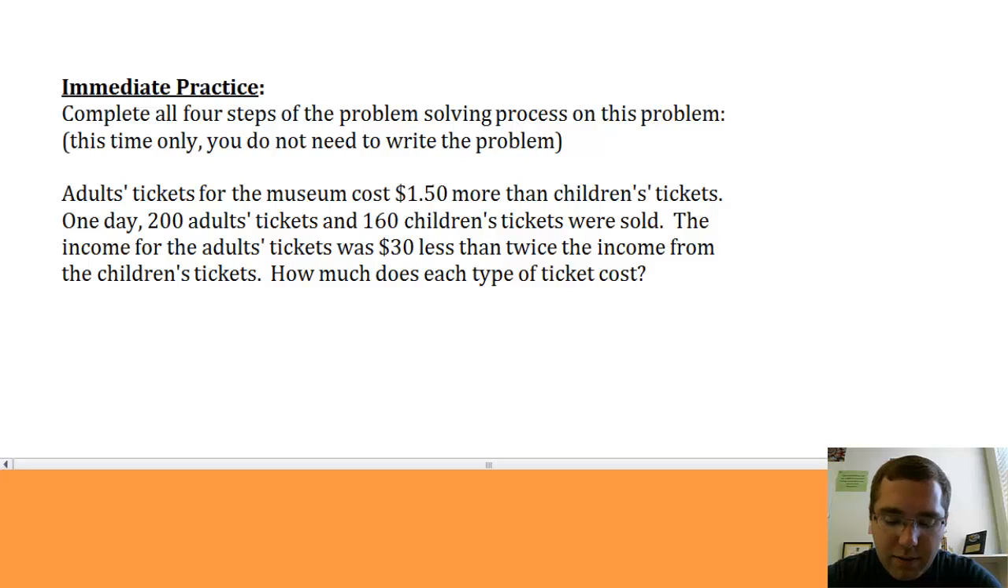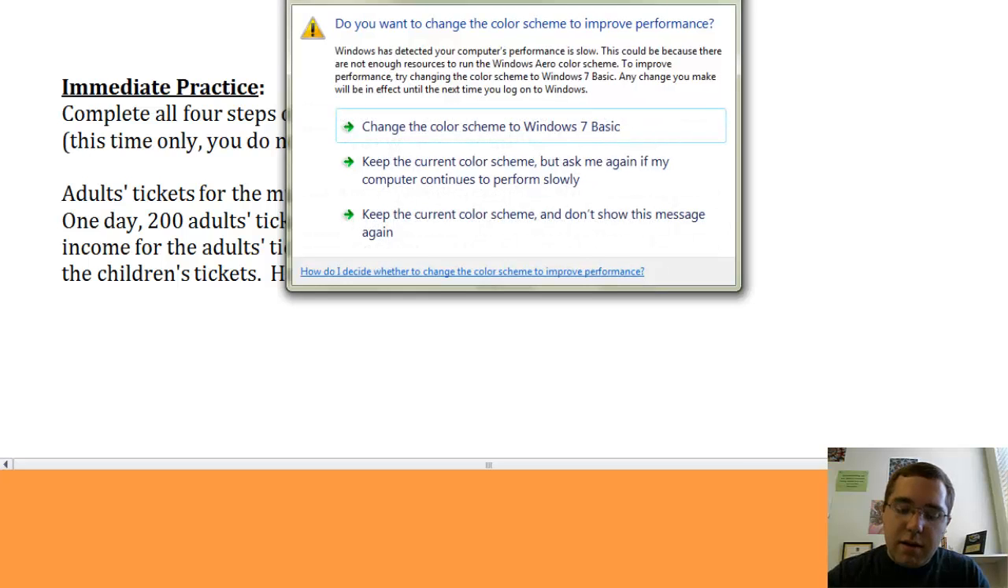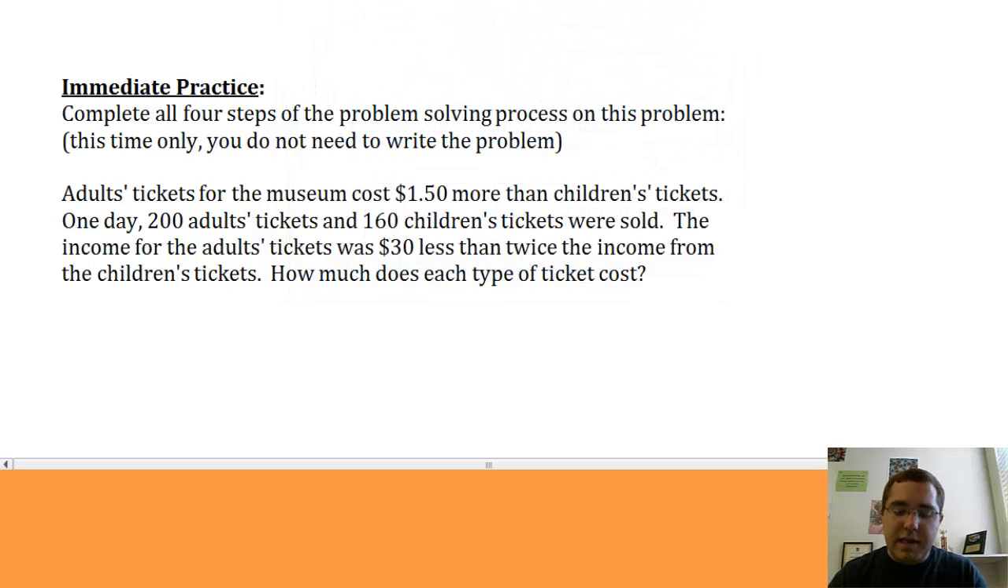Adults' tickets for the museum cost $1.50 more than children's tickets. One day, 200 adults' tickets and 160 children's tickets were sold. The income for the adults' tickets was $30 less than twice the income from the children's tickets. How much does each type of ticket cost? So, complete all 4 steps for that problem.